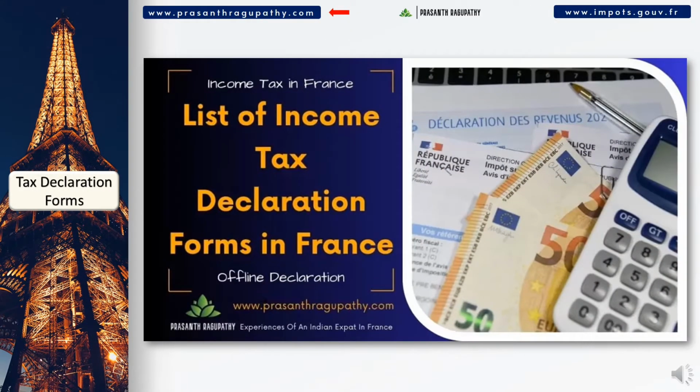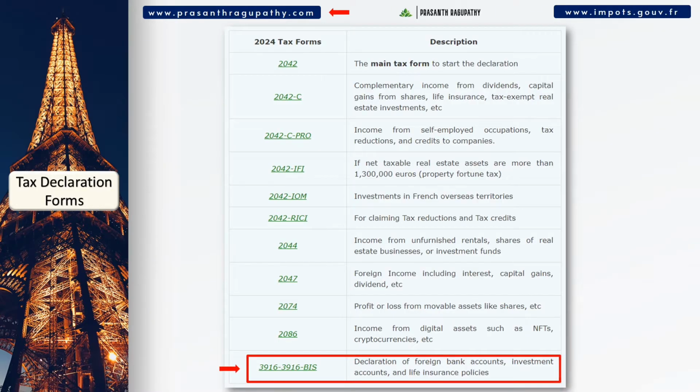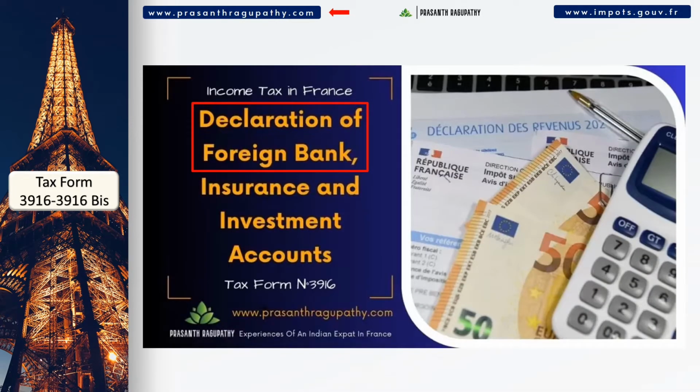Here are the various income tax declaration forms published by the French Tax Department every year. You can download them from the links available in this video's description below. In this video, I will be explaining the 3916 to 3916 bis annexure used for declaring your foreign accounts held outside France. So, let us explore the 3916 tax form.